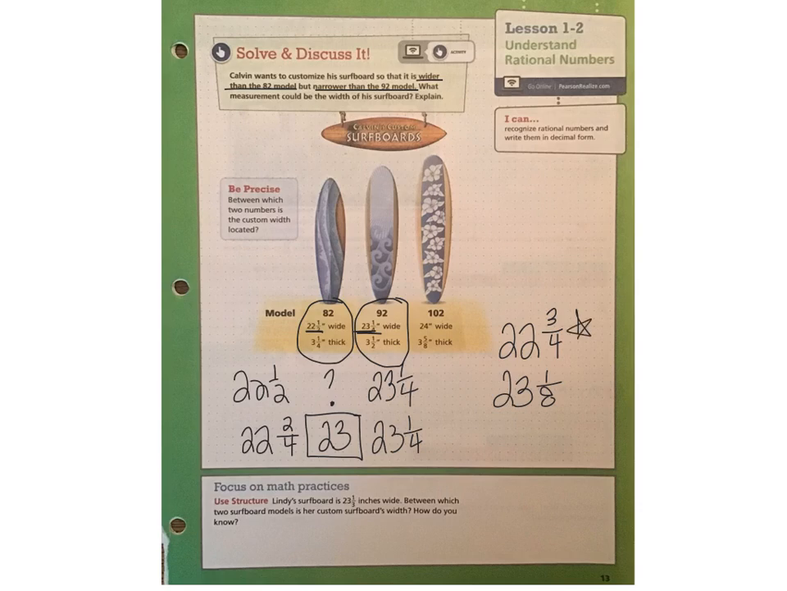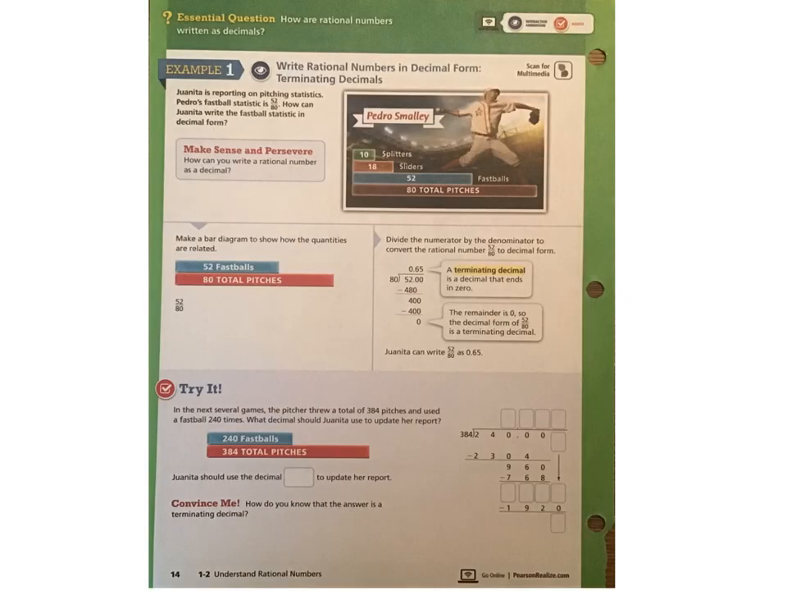So in this lesson, we are going to not just understand rational numbers, but we're going to recognize them and be able to write them in both fraction and decimal form. The essential question for this lesson is, how are rational numbers written as decimals? Example 1 is going to show us how to take a rational number and write it in decimal form when it becomes a terminating decimal.